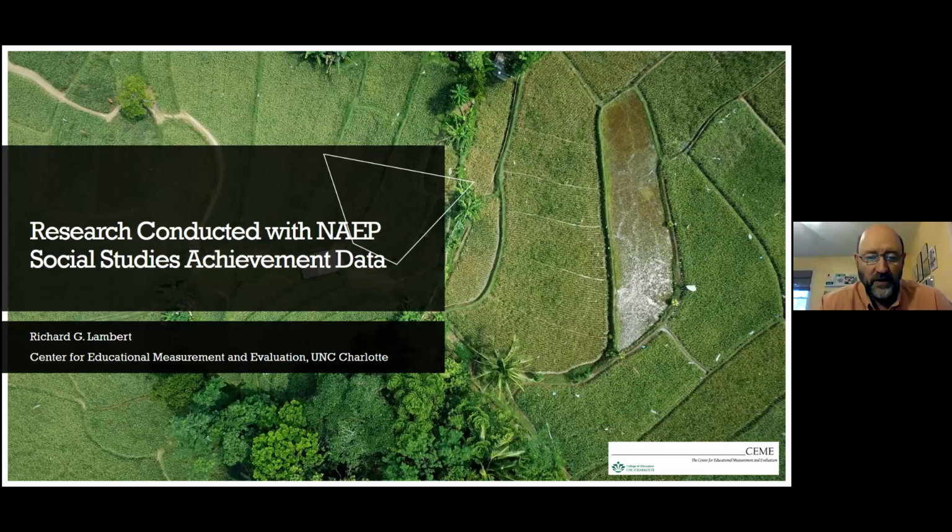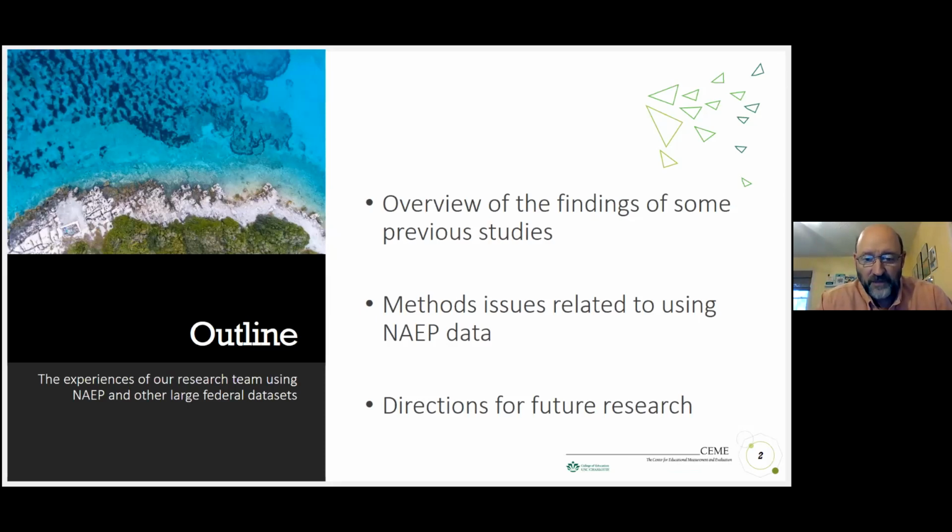Okay, so what I wanted to go through is just some examples from the research that our team has done using NAEP social studies achievement data. I'm also going to give you an overview of findings of some of our previous studies. I'm going to focus mainly on one that directly involved the NAEP US history. But then I want to illustrate just very quickly some findings from some other studies.